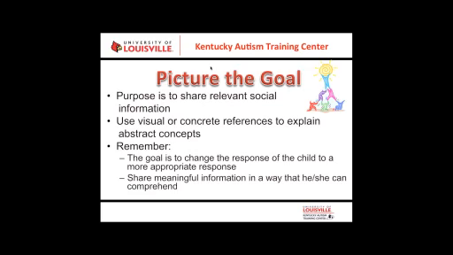One of the most important things that we talked about earlier with cognitive-based interventions is having a goal. So picturing that goal at the end and knowing exactly where it is that we want to go with that. We want to make sure that we share that relevant social information with them, and use as many visual or concrete references as we possibly can in order to explain those abstract concepts that come about. Again, the goal is to change the response of the kid by giving a more appropriate response and teaching them about that, by also doing that in a way that they can understand better.